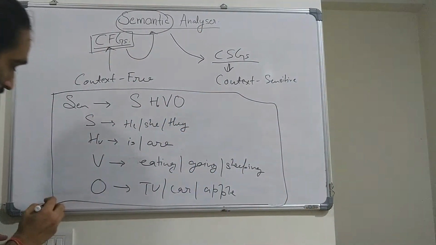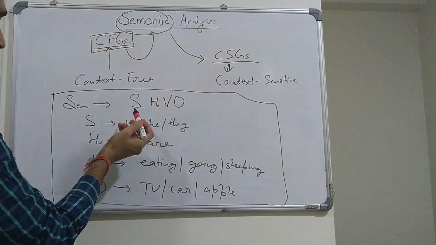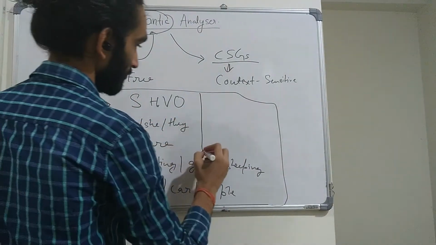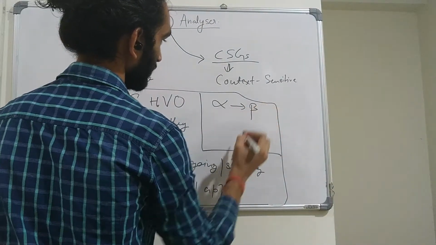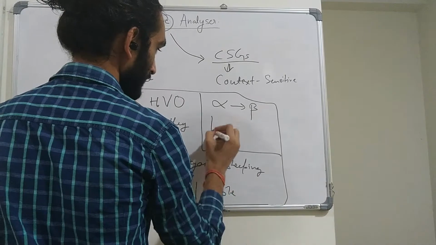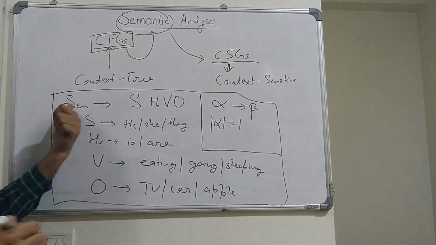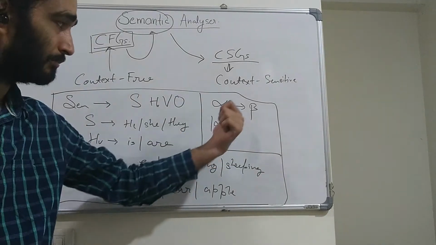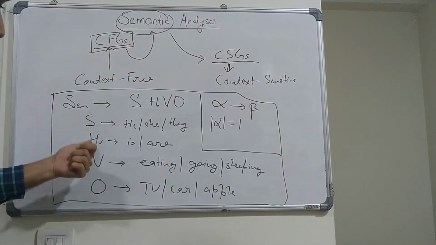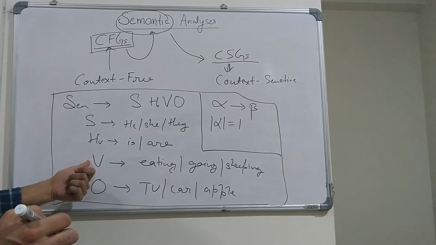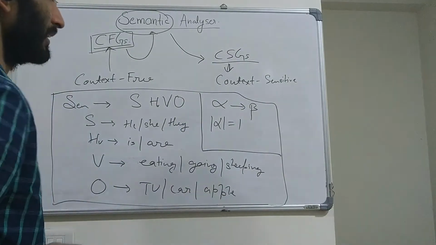As you can clearly see, what kind of grammar is it? It is a context-free grammar. The simple rule we use to know that it's context-free is that in alpha gives beta, the size of alpha is equal to 1. It simply means that the left-hand side of the production is always going to contain only one non-terminal, or one variable. On the right-hand side, it can be anything.